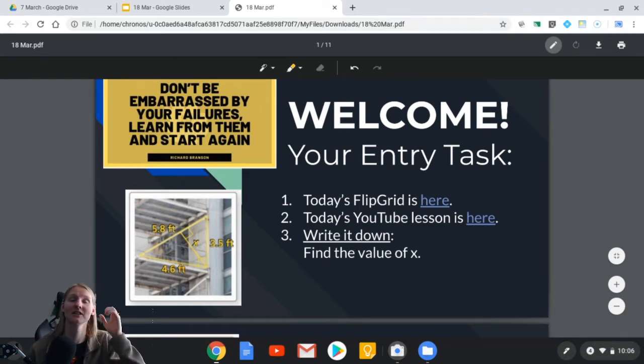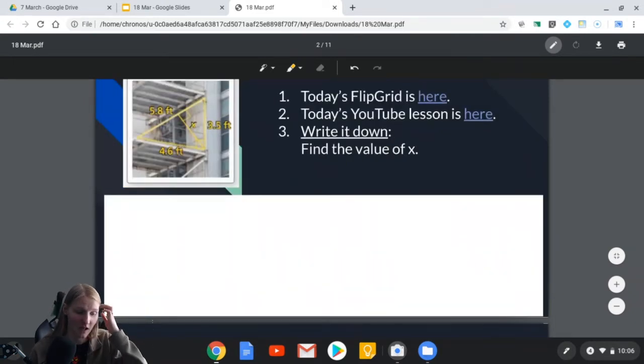There's your entry task. Answer the question if you want to. The entry task is to find the value of x. I encourage you to pause the video and try that problem on your own and then unpause it, and I'm going to be doing it with you. So find the value of x. This is our right triangle similarity theorem coming at us again.